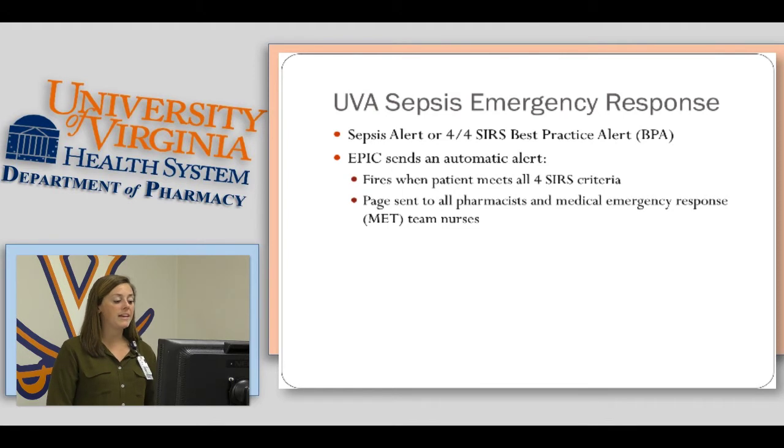a page is sent to all pharmacists and all medical emergency response team nurses, which you may have heard deemed the MET team, which stands for medical emergency response. So pharmacists and MET team nurses get a page saying that a patient has met 4 out of 4 SIRS criteria and thus is deemed to be in sepsis, and they should be evaluated immediately.